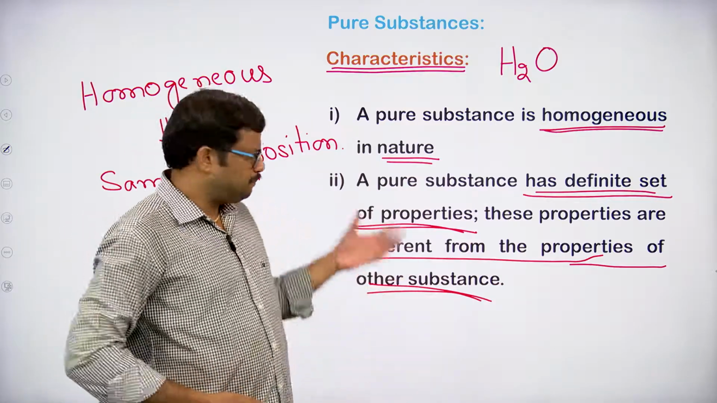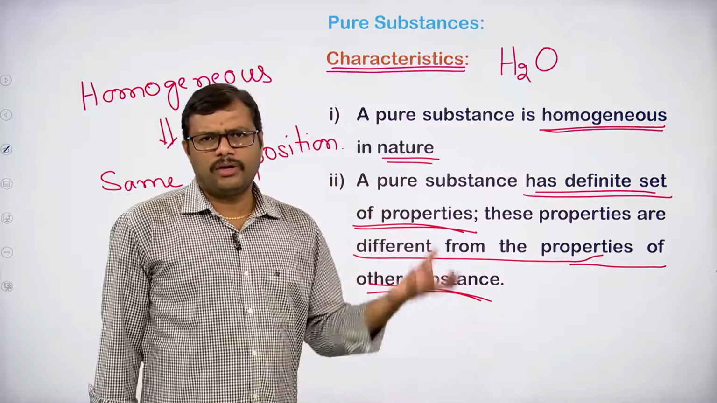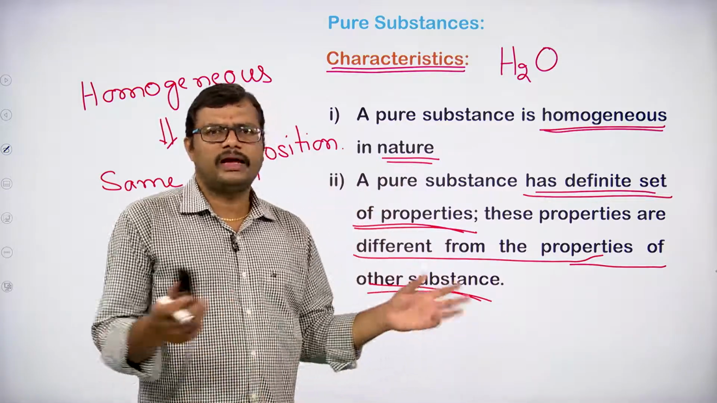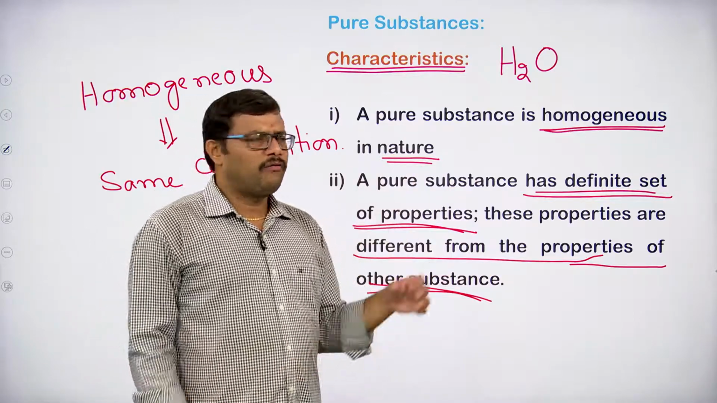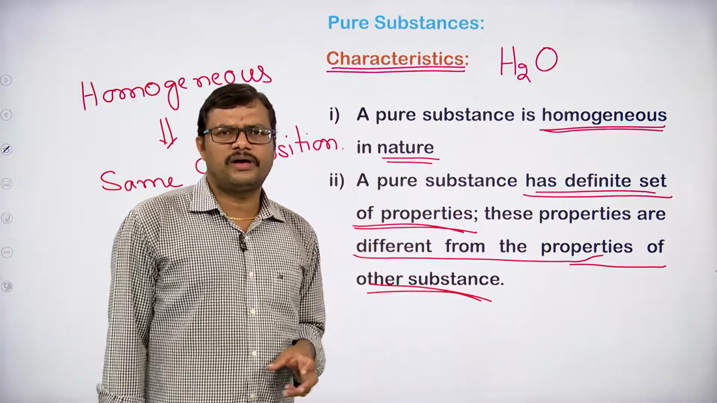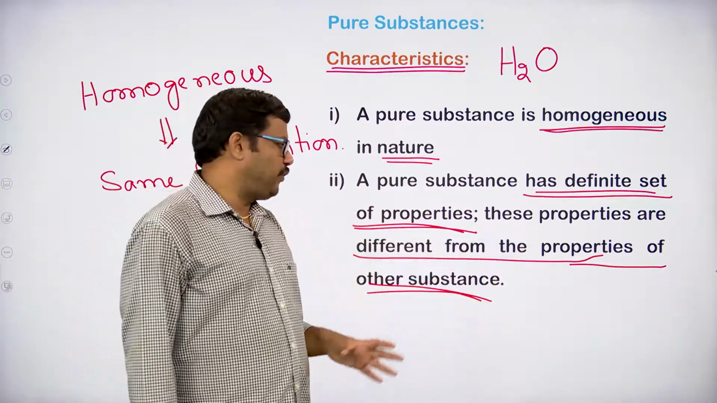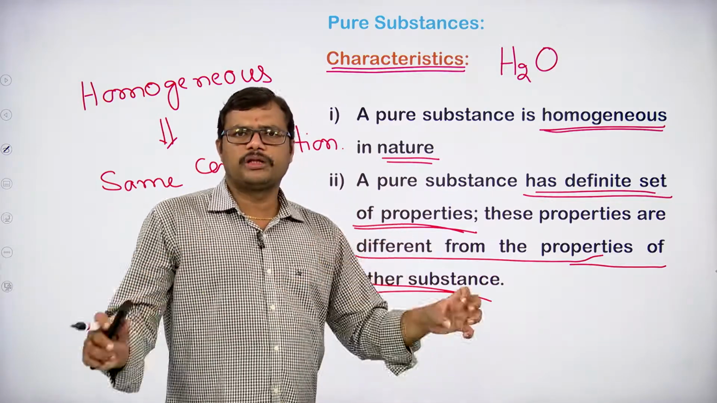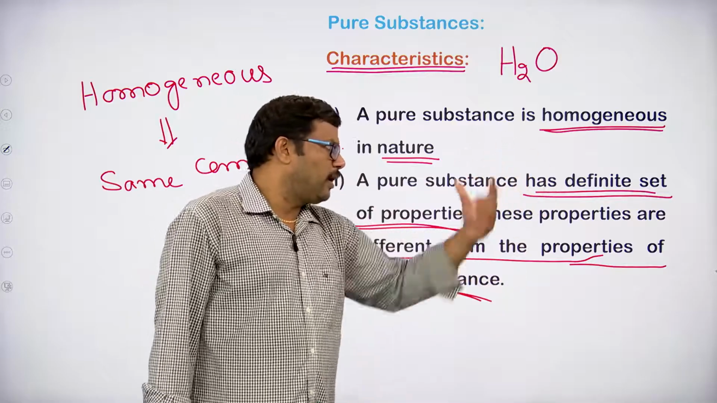For example, when you take hydrogen and oxygen, the hydrogen melting point and oxygen melting point are different because they are different substances. The boiling point of water and the boiling point of ethyl alcohol are different because ethyl alcohol is a different compound from water. So different pure substances will have different sets of definite properties. So definite properties are present.